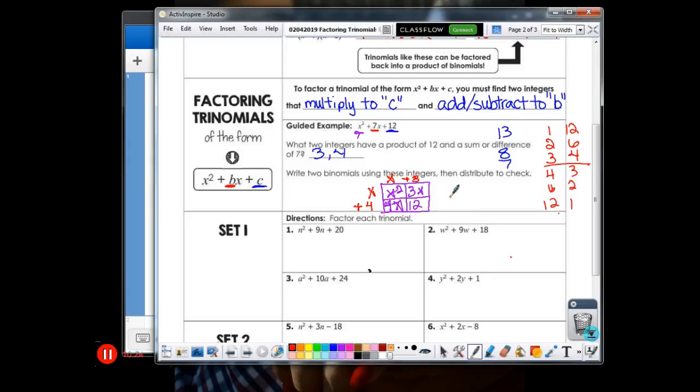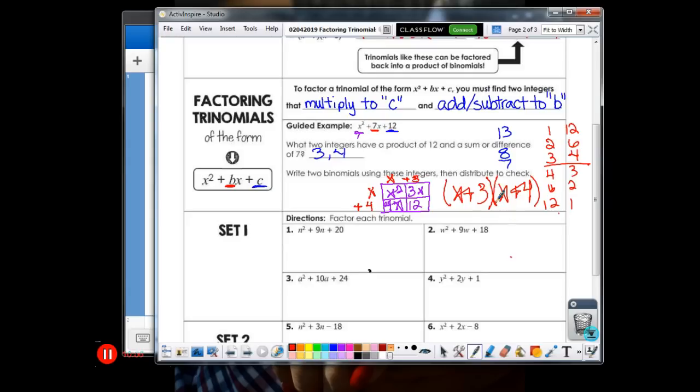So that means my factors are x plus 3 times x plus 4. Okay. And again, it doesn't matter where you put, you could have put the 3x here and the 4x here, you're still going to end up with the same answer. Okay, so let's try number 1.